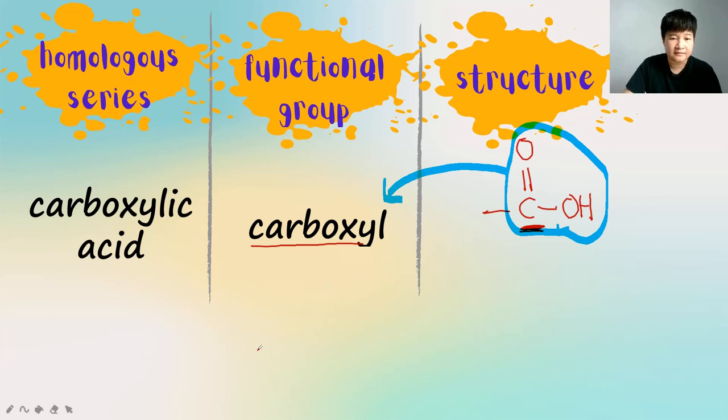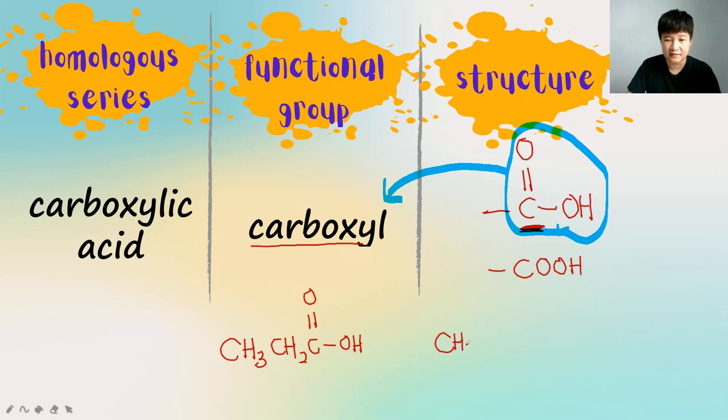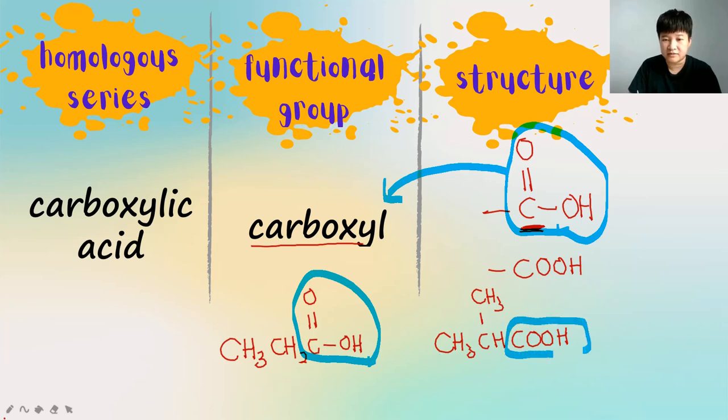Alright? The example of carboxylic acid could be as simple as this. You can always write your carboxylic acid in the form of COOH. It's the same. Okay? So you can have your carboxylic acid something like this. COOH is still your carboxylic acid. The functional group over here, COOH. The functional group over here, COOH. Both ways of writing are correct.